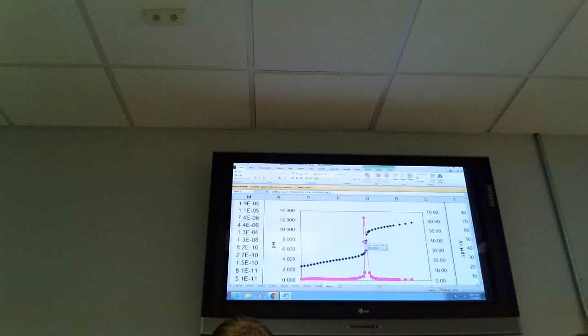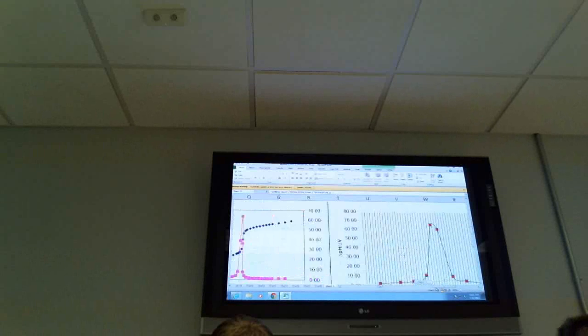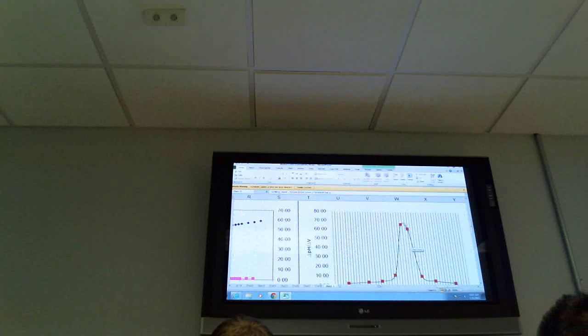A lot of people find it easier to get the equivalence point from the first derivative, but that's assuming you got a nice symmetric peak here.